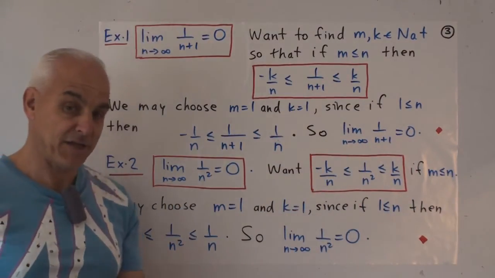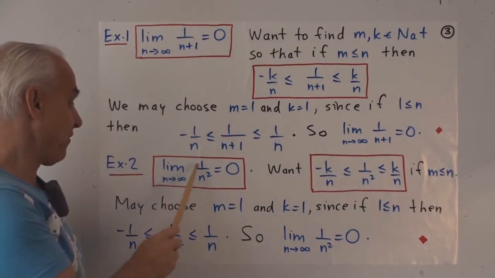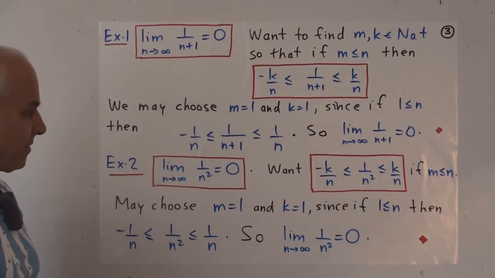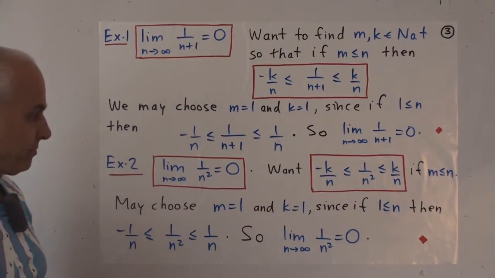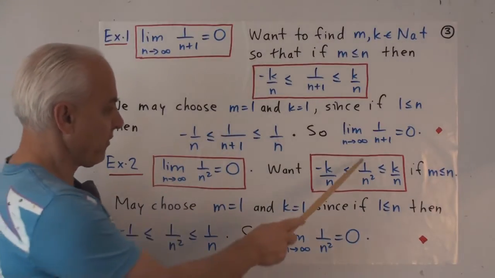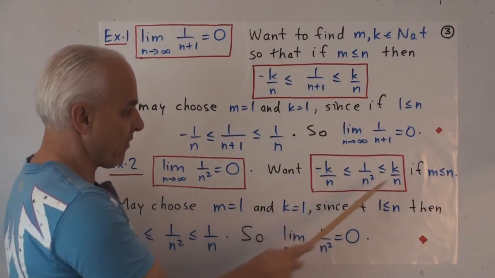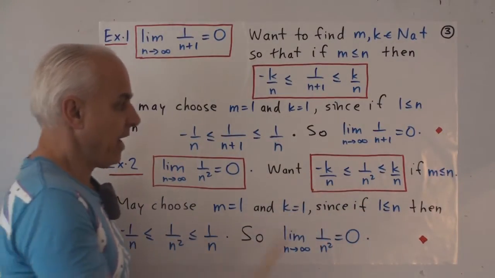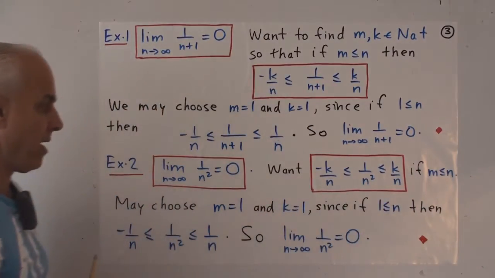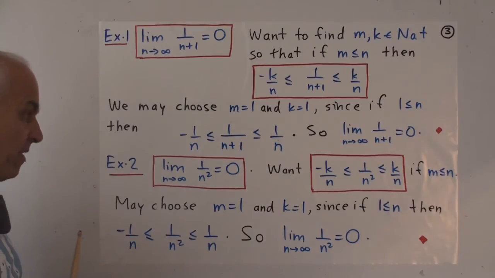So the second example was the limit of 1 over n squared, which is also 0. So what do we want to do? Well, here's the inequality that we want to prove. The difference is 1 over n squared. It's got to be between k over n and minus k over n. And that's got to be true when n is bigger than or equal to m. So we have to find m and k, so that's true.